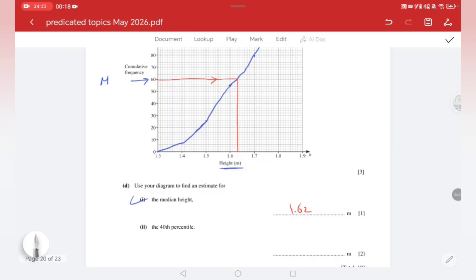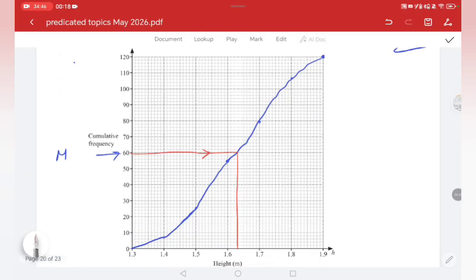Next one, 1.63. Let's make it 3. Then the next one is the 40th percentile. By the way, the 40th percentile is like 40% of n. It's 40 over 100 times 120. So the zeros cancel, and it's the 48th.